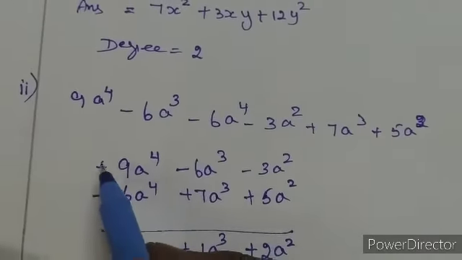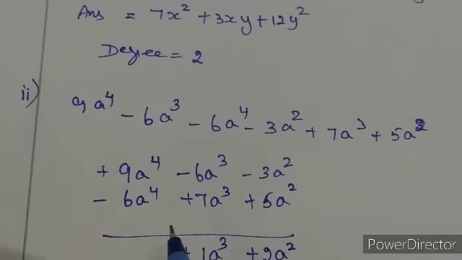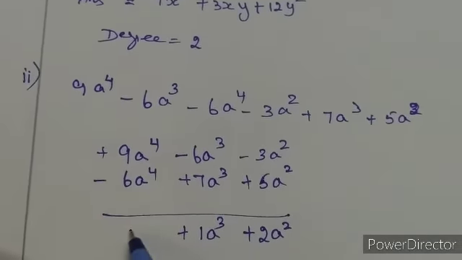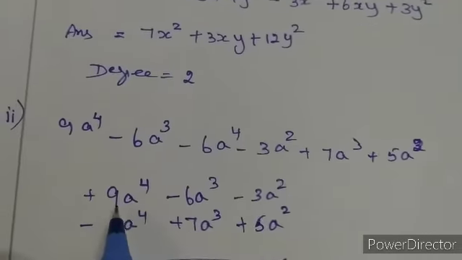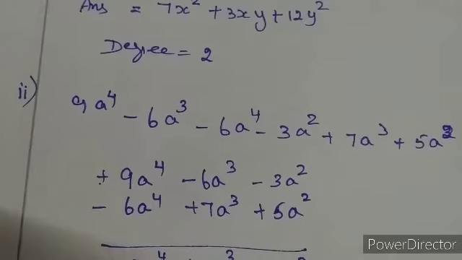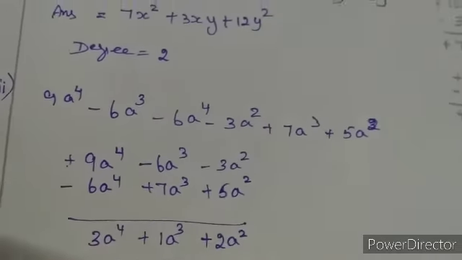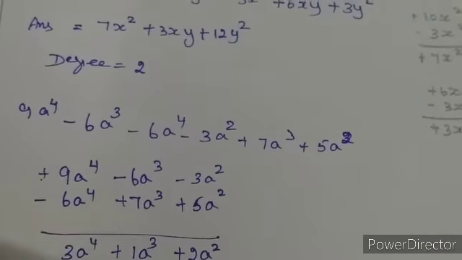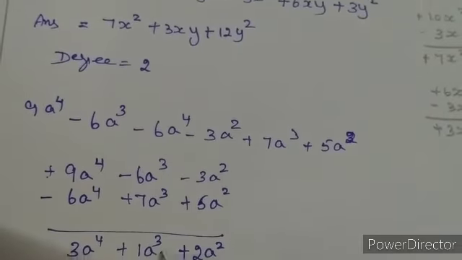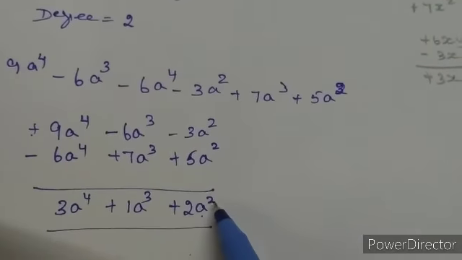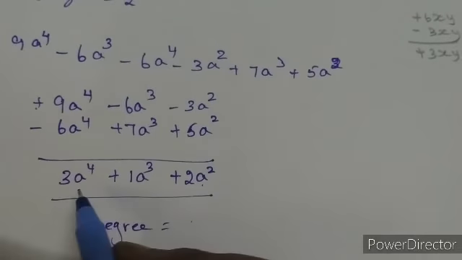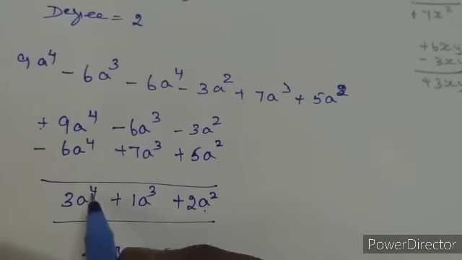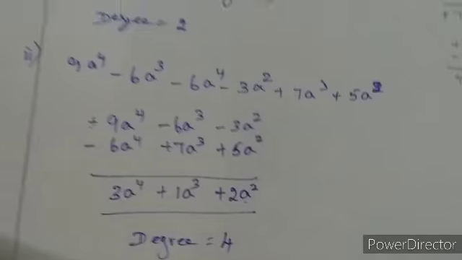Next one is plus into minus. We have to subtract these two numbers. So 3a power 4. Which one is greater? 9a power 4. The sign for that is plus. Now the answer is 3a power 4 plus a cube plus 2a square. Now the degree, the highest power of this given expression, is 4.